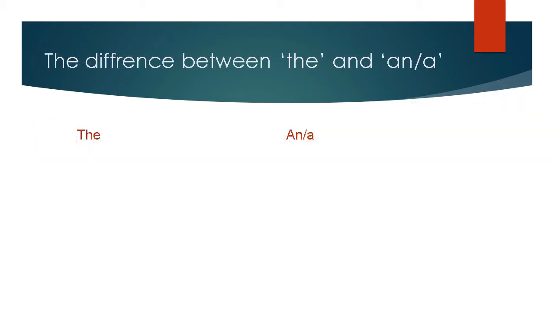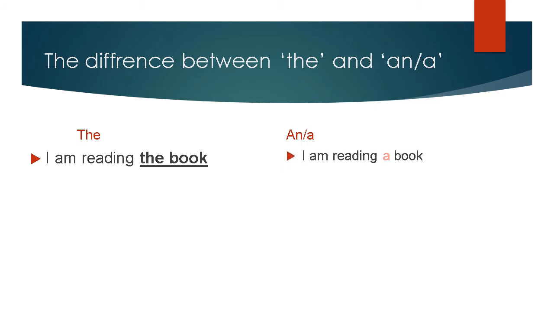What's the difference between the and a/an? For example here, I am reading the book. It's not the same as I am reading a book. Why? Because when I say I'm reading the book, I know which book I'm talking about. I can give you the title.